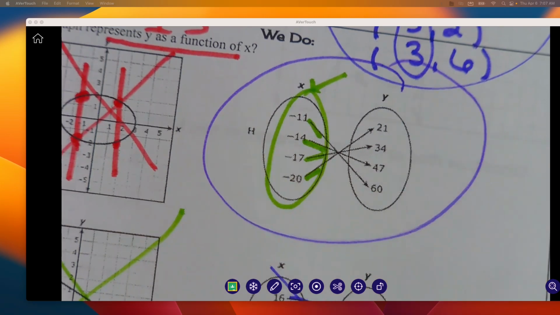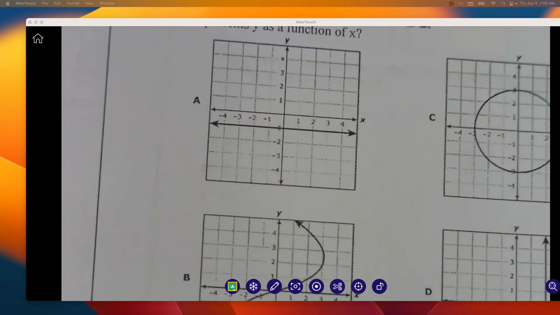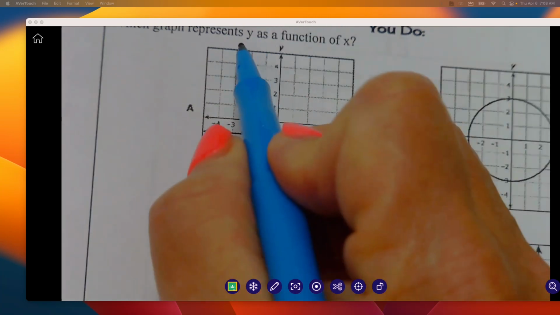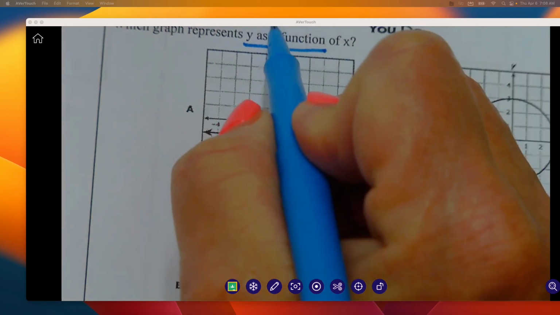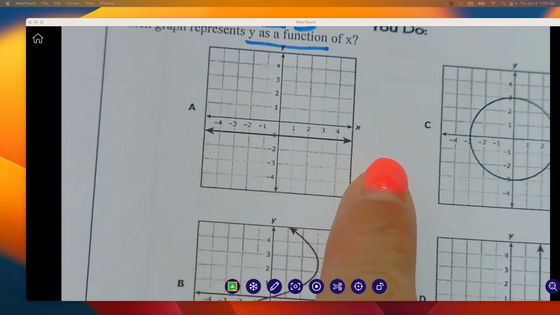is this one here. Okay, so I'm going to pause the video, and what I want you to do is the you do. Okay, let's see if you're right. It says which one represents y as a function. That means which one is a function. Okay, so we're looking at this line here.